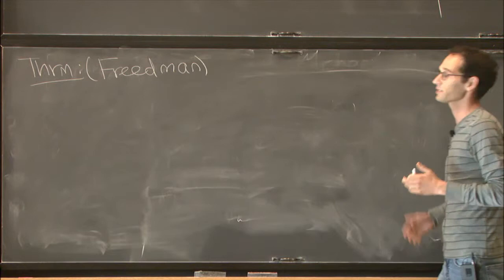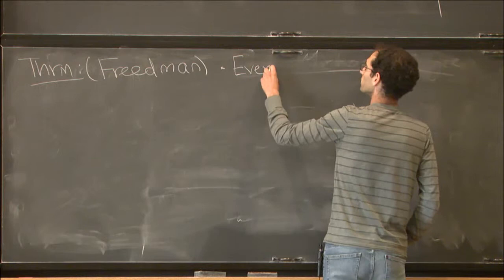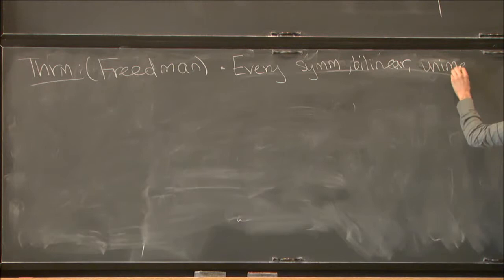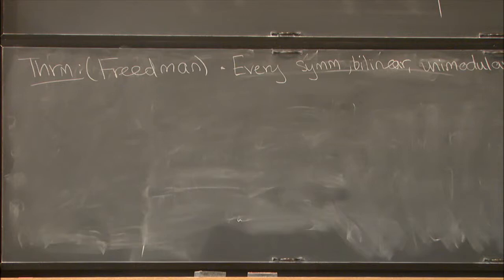So every symmetric bilinear and unimodular form. Here that just means if I make this matrix, the determinant is just plus or minus 1. So every symmetric bilinear unimodular form is a Q_X. But here we have to work in a larger class of manifolds. We have to work with topological manifolds. So let me say some topological X. So it may not have a smooth structure. So that's the first fact.